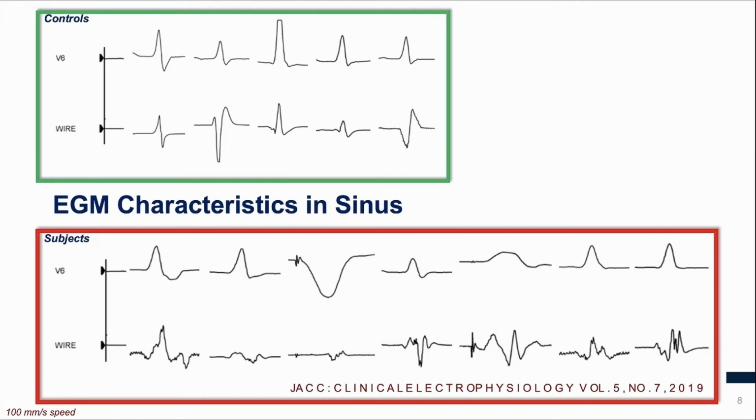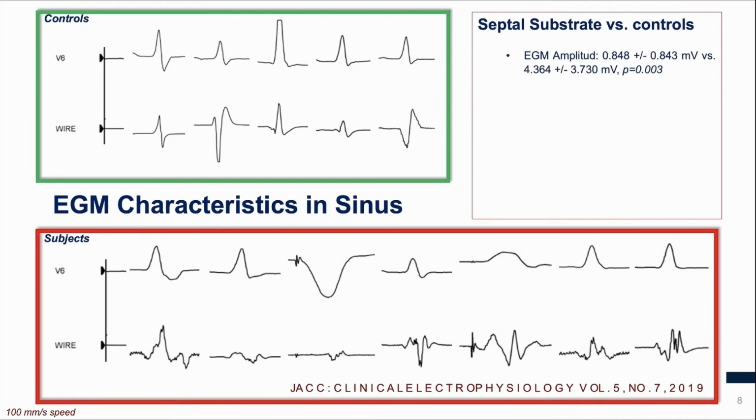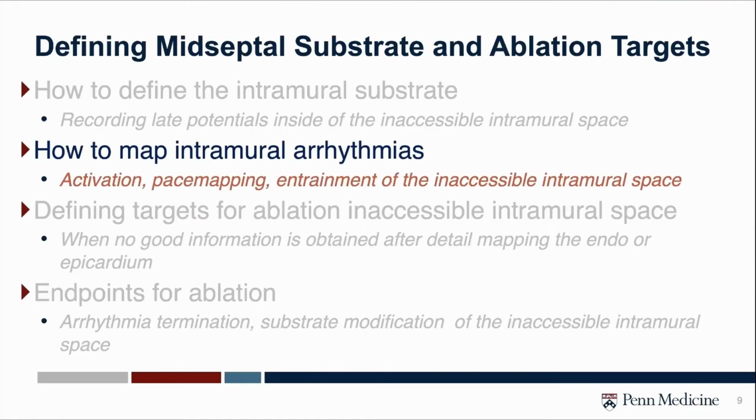These are the controls, which were normal, and we demonstrated the amplitude was lower, the duration of the EGM was longer, and 100% of the patients that had septal substrate had a fractionated multi-component EGM. So now that we were able to, using different modalities, define septal intramural substrate, how can we use it to map arrhythmias? In general, all the EP techniques for mapping could potentially be used in these cases.